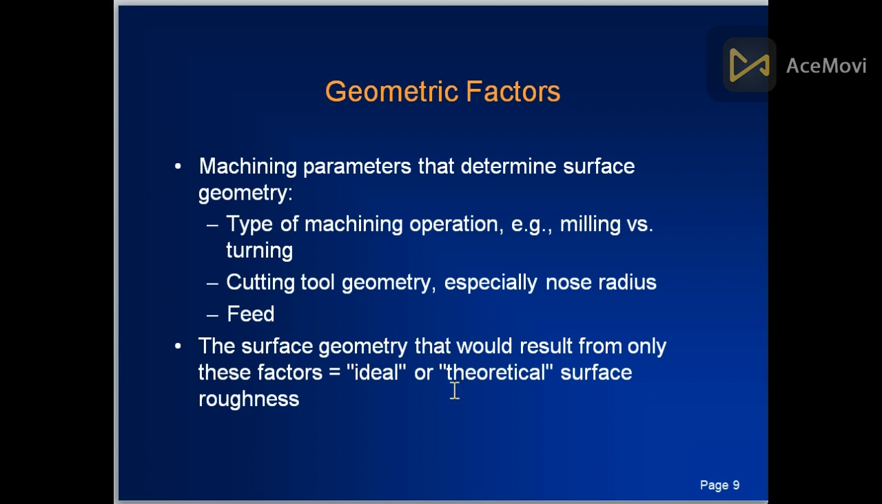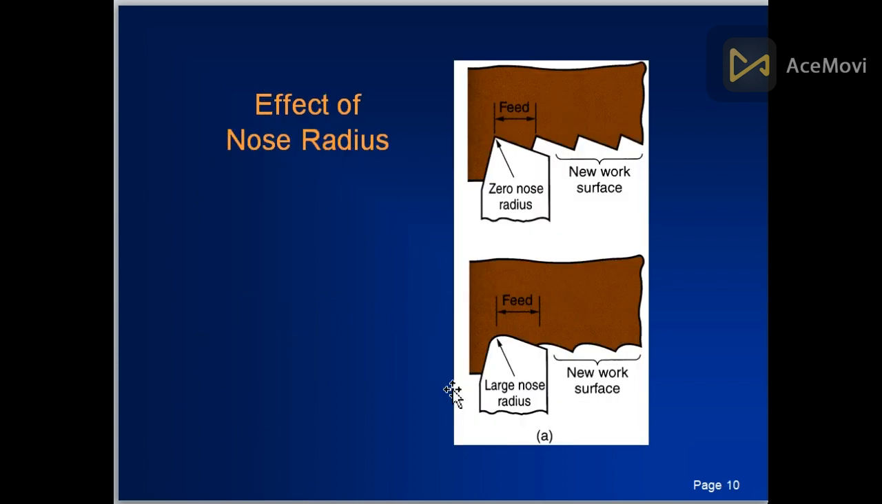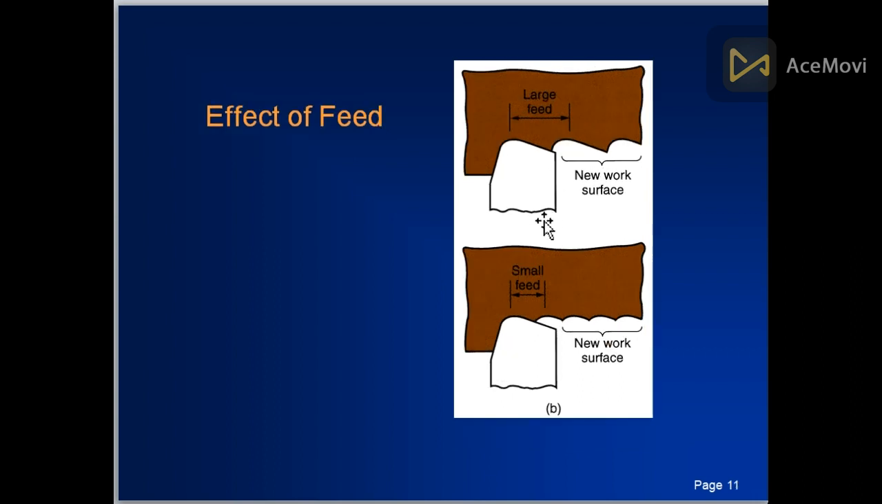Now we will see how the nose radius affects this. If we have a larger nose radius, it is near to smoothness. If we have zero nose radius, it has sharper edges. These are serrated-like structures, so it is not a good case. The effect of feed is that if we move towards a small feed, we get good results. If we move to a large feed, it is not a good idea for the surface finish.